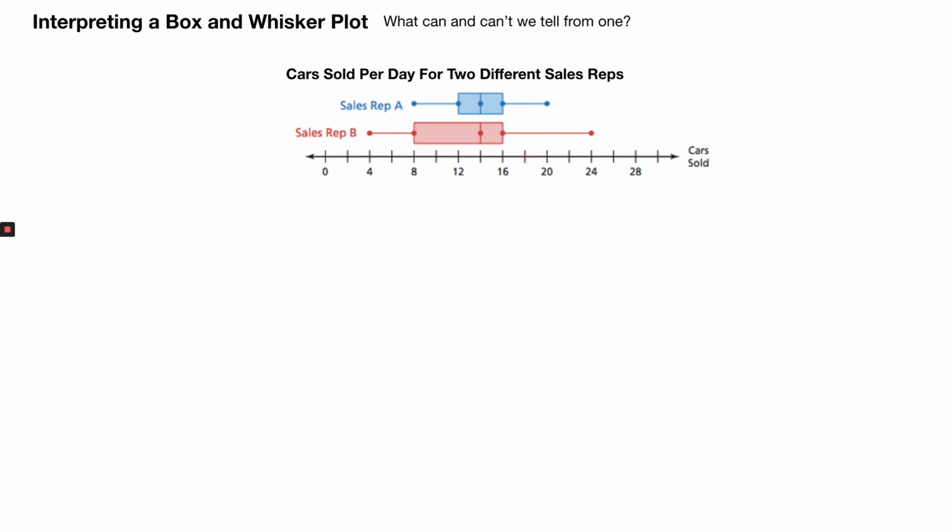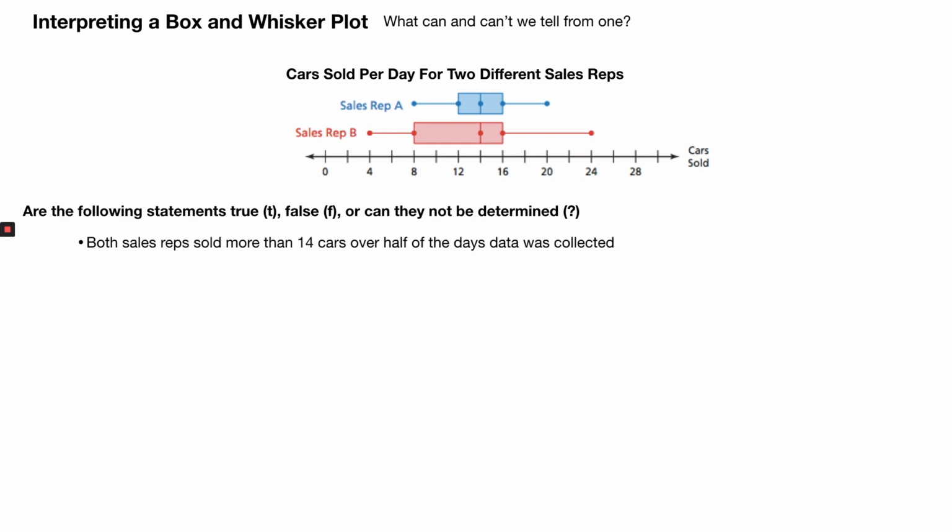Sometimes you actually see them go up and down, and the number line would go along the side. But so we've got sales rep A, sales rep B. We're going to look at some statements about them and see if these are true, false, or if we could not determine the answer. Both sales reps sold more than 14 cars over half the days that data was collected. So we're saying over half the days they're selling more than 14 cars.